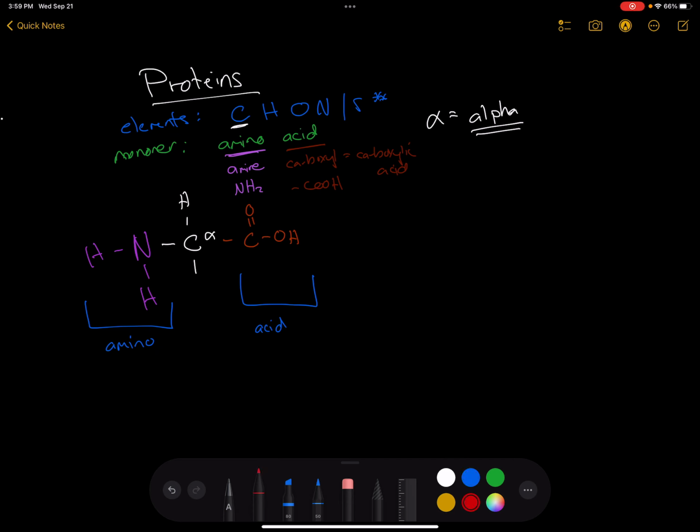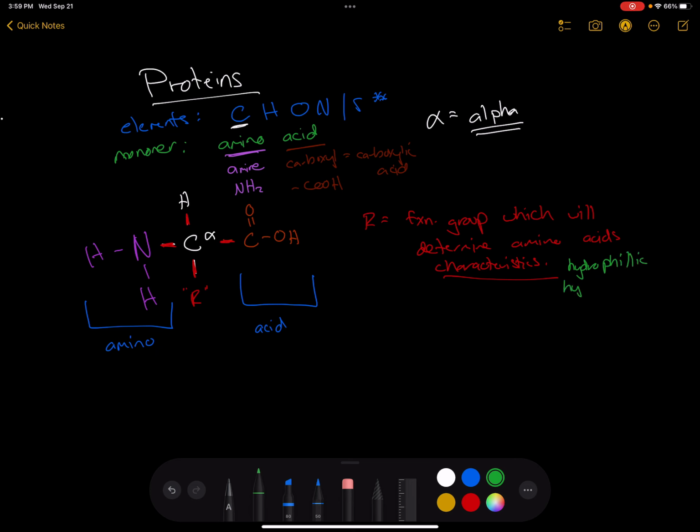Now right here, we talked about how carbon has 4 bonds. It has 1 to my amine group, 1 to a hydrogen, 1 to a carboxylic group. Now this one down here is where it has an R group. And let's talk about R groups over here. An R group is going to be a functional group, which will determine the amino acid's characteristics. And what I mean by characteristics is that sometimes these R groups can be hydrophilic, right?